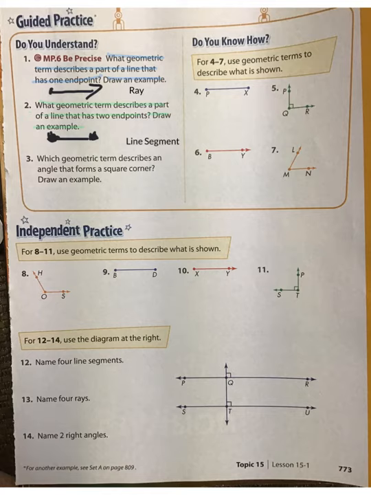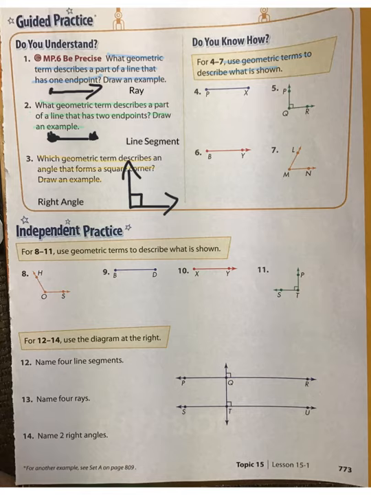So 3, what geometric term describes an angle that forms a square corner? Draw an example. This is called a right angle. For numbers 4 through 7, we need to use geometric terms to describe what is shown. So this is where you're going to label. If you look at the page with all the definitions that we just did, that's going to be helpful.